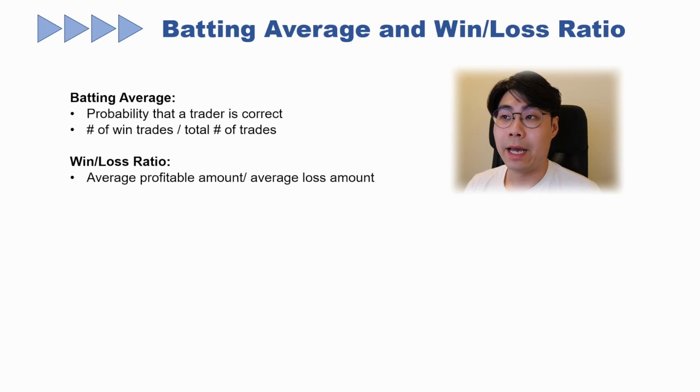So what is a batting average? It is in some way similar to when we're talking about baseball. It is a probability where the trader in this case is correct. So we're calculating the number of wins that they have over the total number of trades that they take. On the other hand, when we're talking about win-loss ratio, we're calculating the average profitable amount that the trader has over the average loss amount that they have.